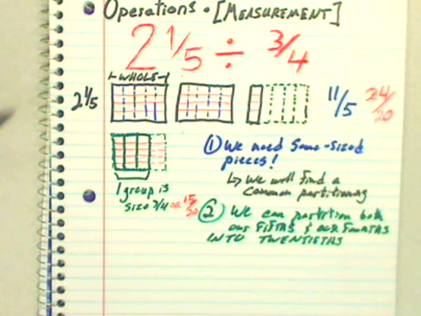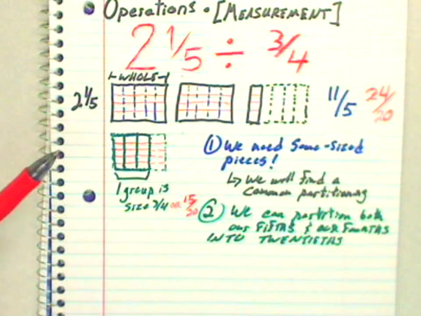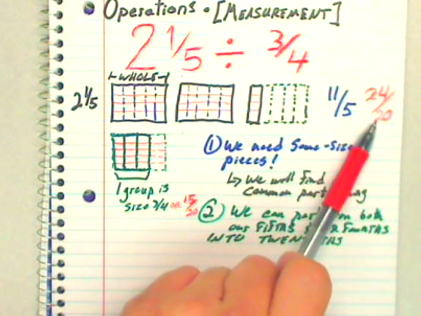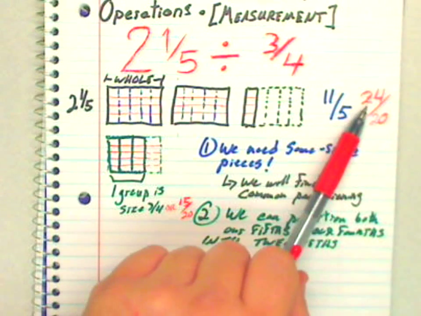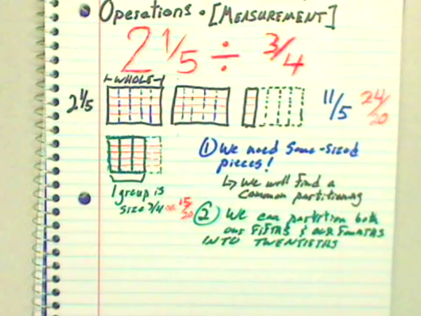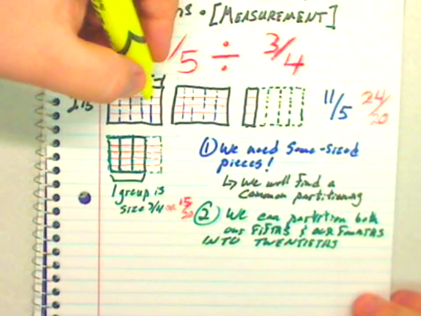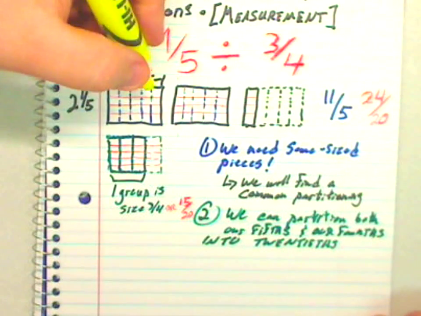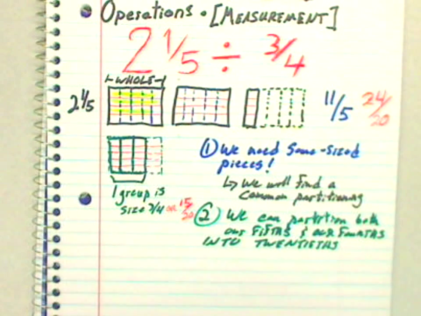Okay, so now I need to make groups that have 15 of these 20th size pieces in them. Well, all my pieces are 20ths in size, so I just need to take them 15 at a time. How many groups of 15 can I make? Well, it seems I can make one group, right? That'd be 15 pieces, and then I'd be left with 9 pieces. I can actually visualize that. If we want to show 15 pieces, I could color in 15 at a time. There's 5, there's 10, there's 15, there's one group right there.